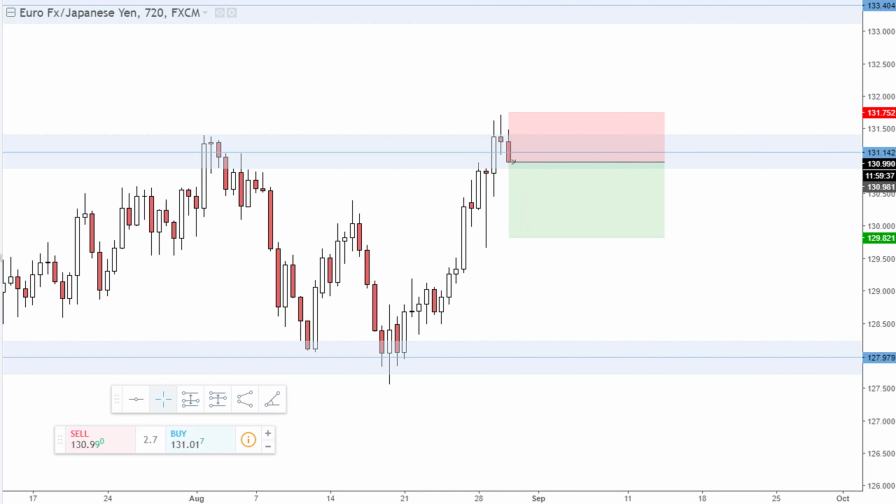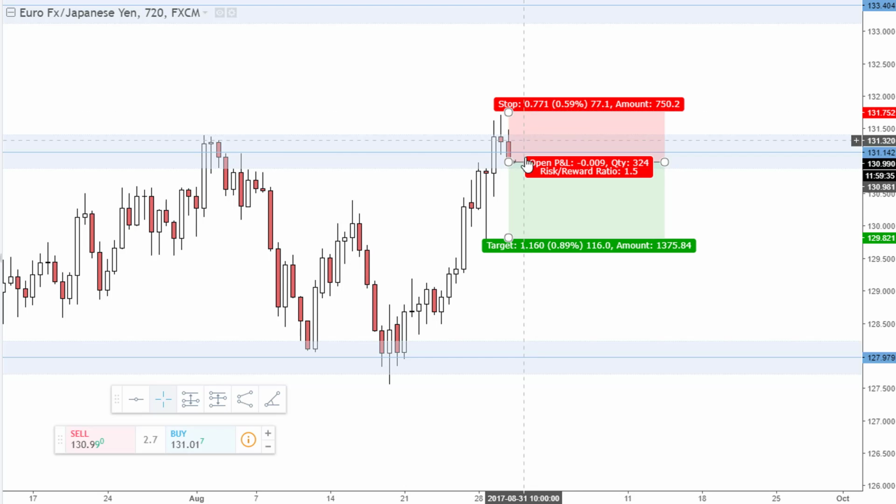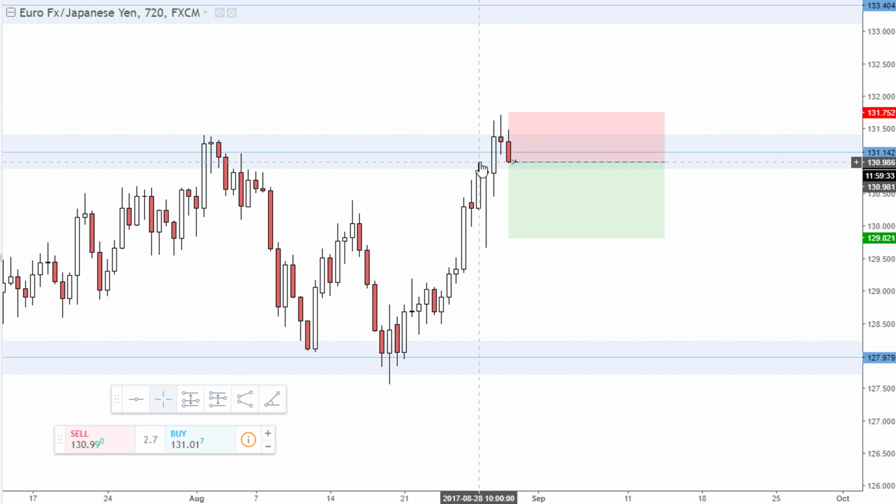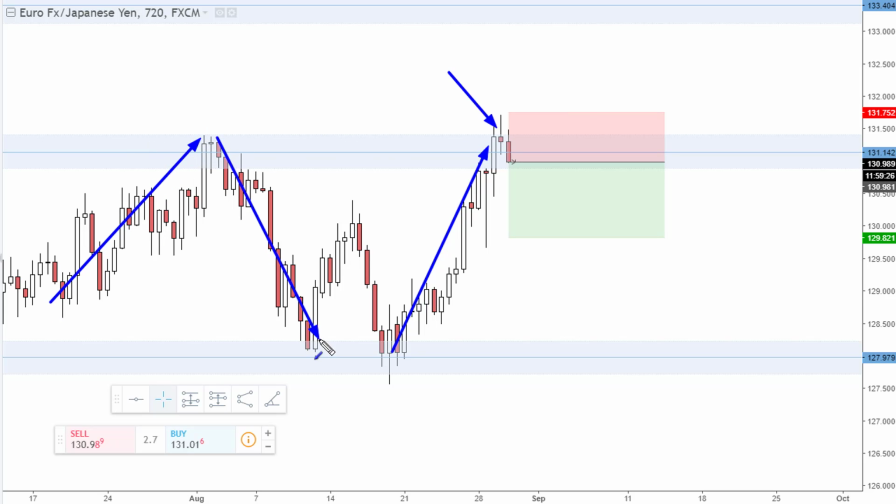This is what the trade looks like. Got a stop loss up here. Entry price is around about the 130.98. And my target is around about the 129.82. So what I'm looking for is a quick reversal. So we have a nice strong bullish preceding trend. We have indecision forming on top of this strong resistance area. This resistance area has a history of reversing price. Looks like it's about to do it again.